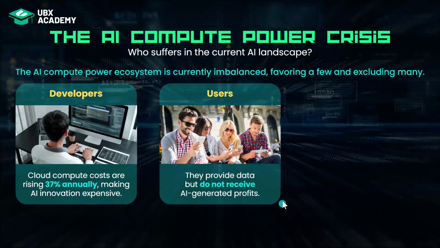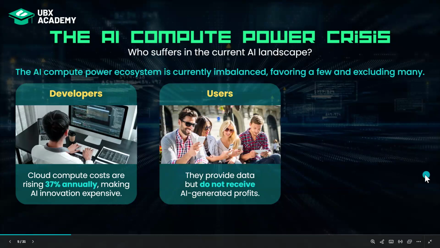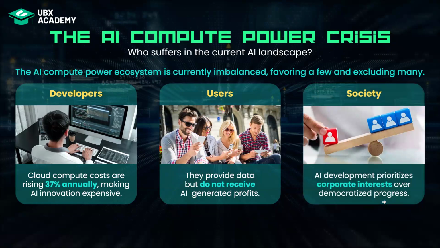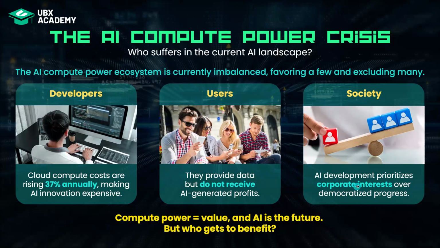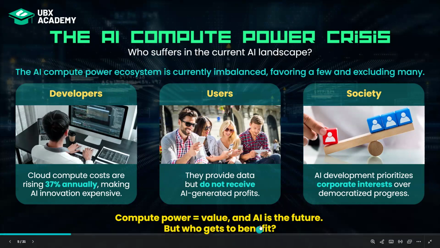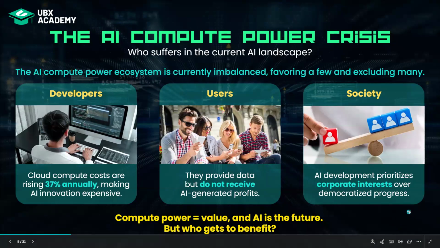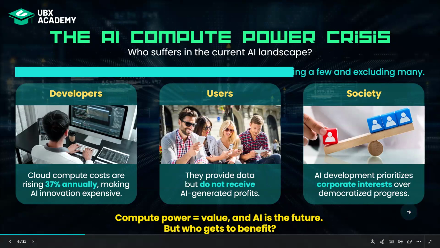And the users do not receive any profit from contributing AI computing power. And society: the big corporations are only interested in developing their own products, their own training models that are useful to the company, so it doesn't benefit society. Compute power equals value. AI is the future, and we all know it. In the United States, Donald Trump has already promised 500 billion into digital assets, and a major part of it will go to the AI industry.